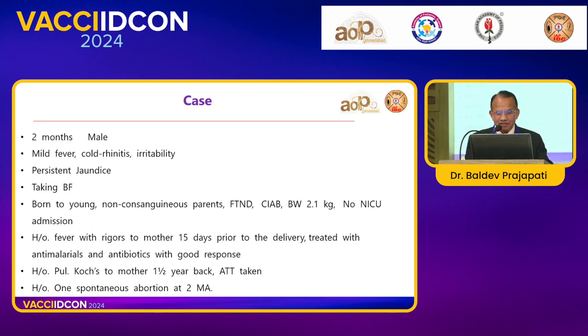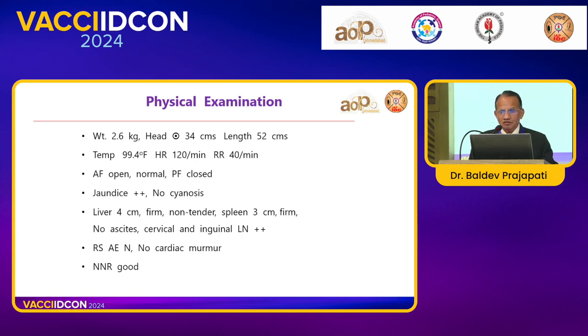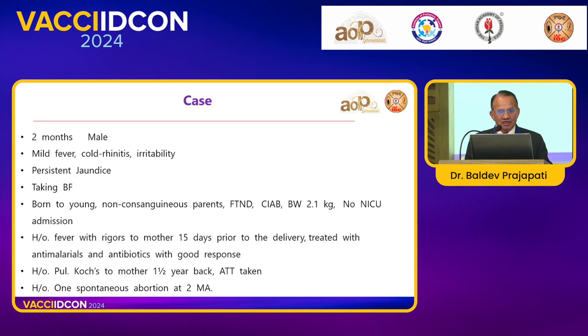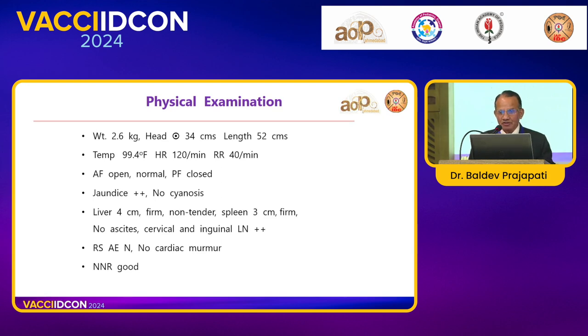Mother had even pulmonary tuberculosis 1.5 years back. She completed her anti-tuberculosis therapy. She had one spontaneous abortion at 2 months amenorrhea. This was the information available from the mother. When I examined, weight was 2.6 kg. If I remind you, at birth it was 2.1. Head was 34, length was 52.